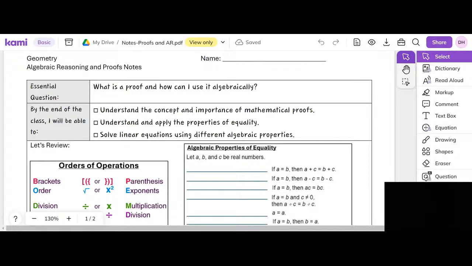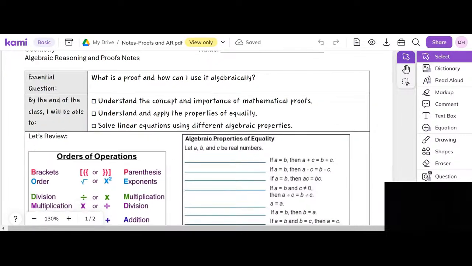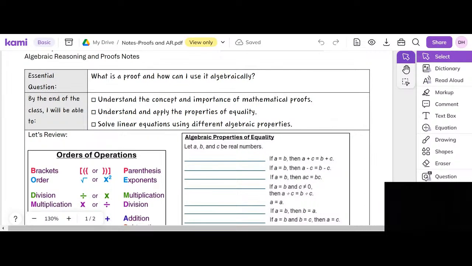That's simply just taking an equation, solving for x, or solving for y, solving for whatever variable that you're looking at. And so today we're actually going to take that a step further with our notes and gain a deeper understanding of that.